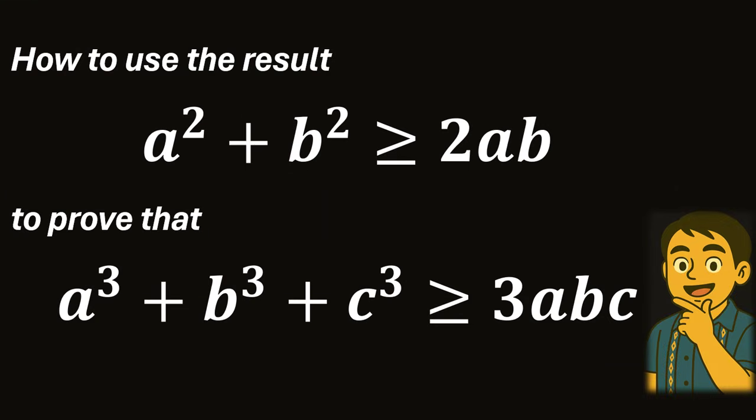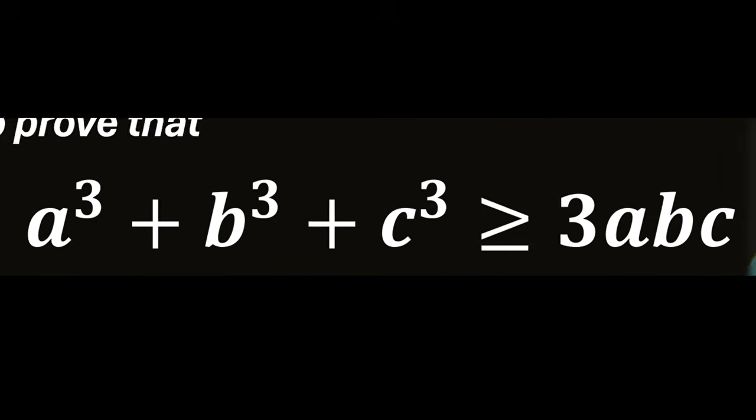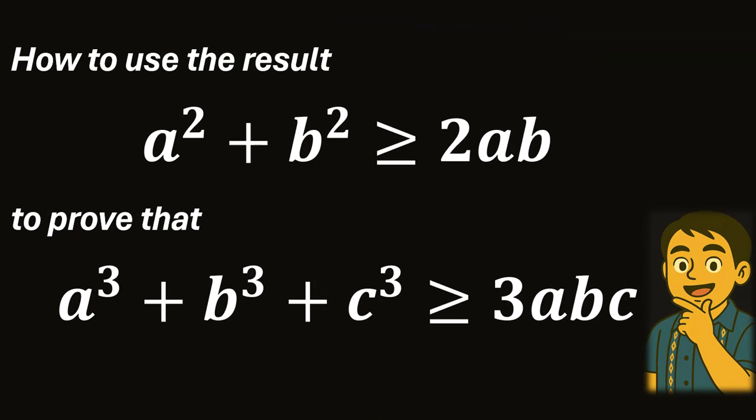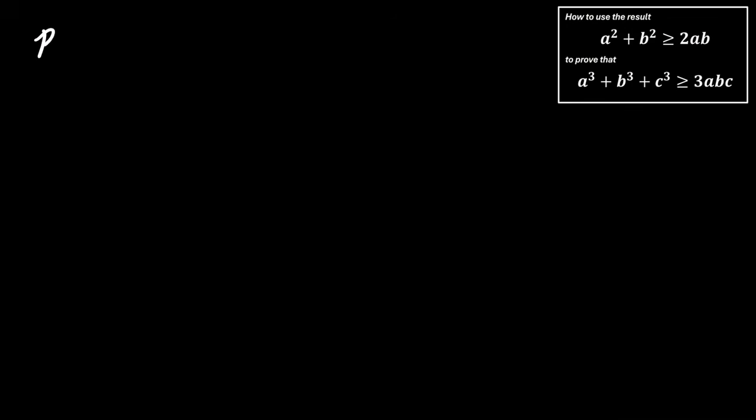For example, can we prove that a cubed plus b cubed plus c cubed is greater than or equal to 3abc? At first glance, this looks quite different. It involves cubes, three variables, and seems more complicated. Actually, we can derive it by using a simple but clever idea. Let's think carefully. We start with what we know.